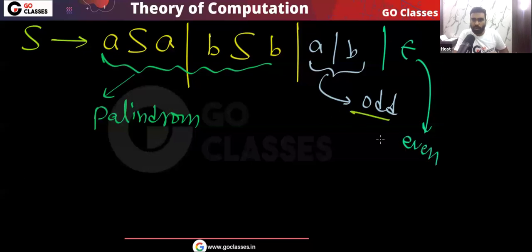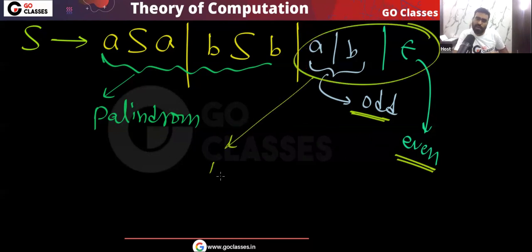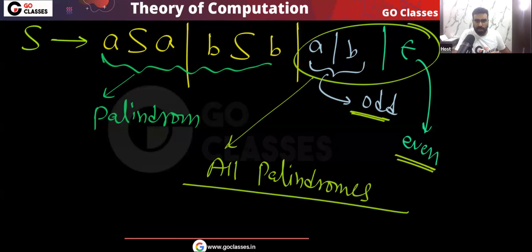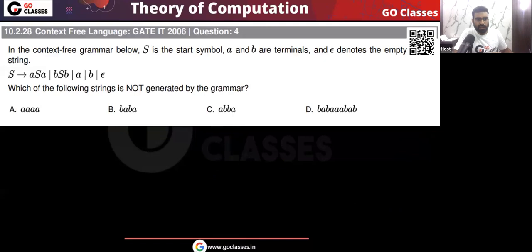And remember, if you put odd also, even also, now you will get all the palindromes. If you put all three here, then you will get even palindrome also and odd palindrome also, so you will get all the palindromes. Very simple.